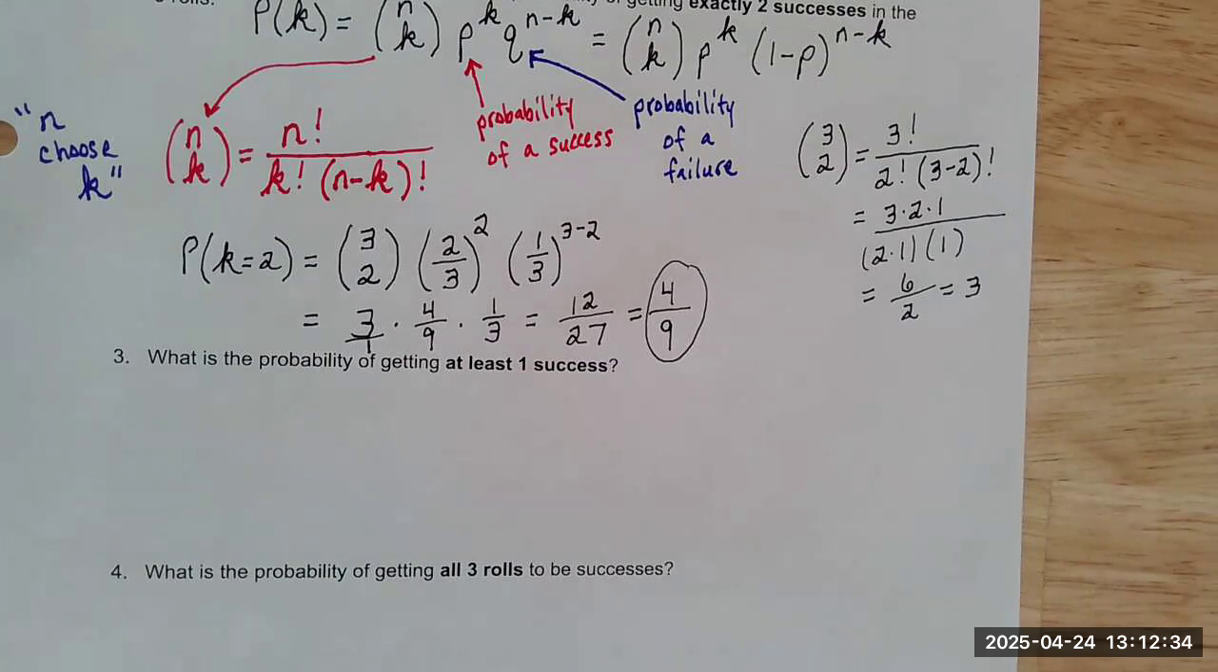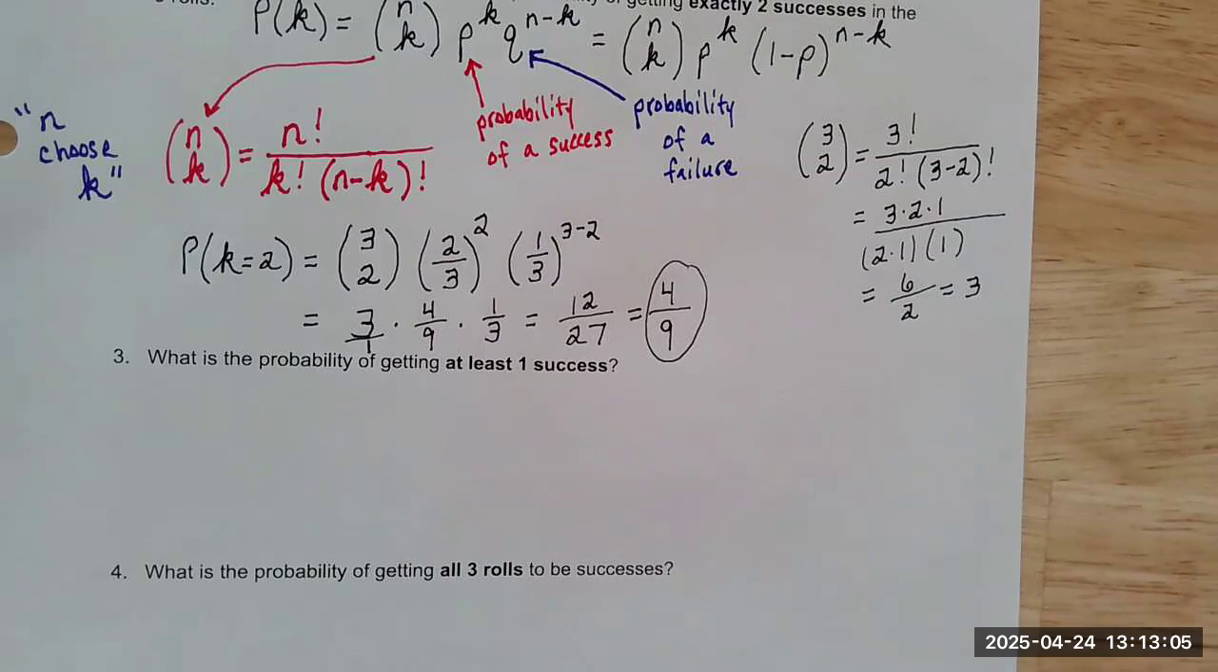These other ones require us to not use that formula, and we have to go back to some of the probability definitions that I'm really bad at. What is the probability of getting at least 1 success? In this case, 1 success is if I roll 3 dice, I could get 1 S, I could get 2 S's, or I could get 3 S's. I need all of them.